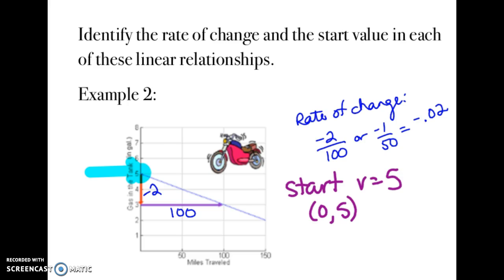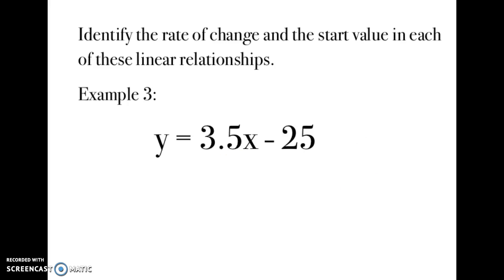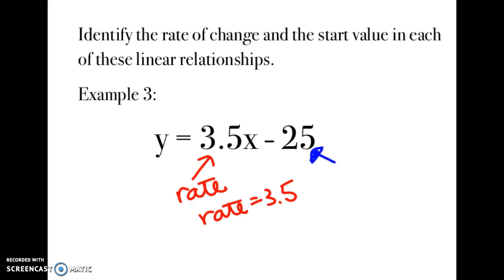And then the equation, last one. Again, pause the video, see if you can identify these two things. All right, so when I look for the rate, it's my multiplier. Rate is whatever is multiplying x. So the rate equals 3.5 in this case. The start value is the b in y equals mx plus b, and the sign that comes along with it is important. So the start value equals negative 25.